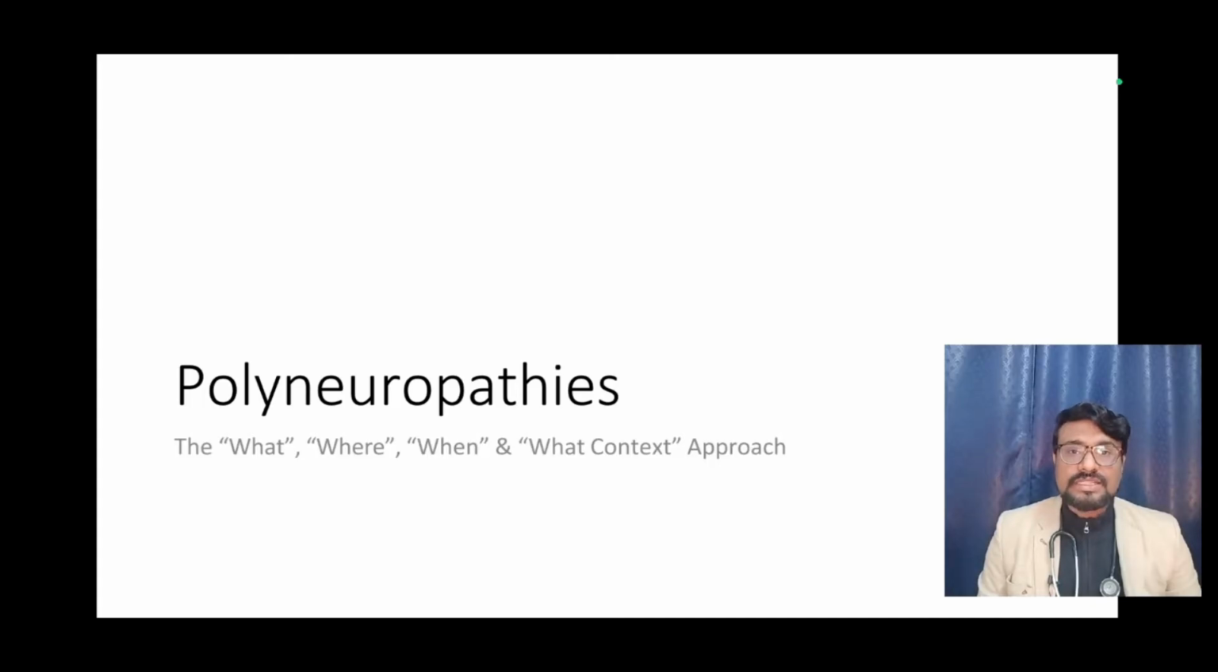In polyneuropathies, we will discuss the pattern in relation to what the lesion is, where the lesion is, when this lesion has occurred, and in what context. That is, whether the polyneuropathy has occurred in relation to infections, in relation to any autoimmune disorders, or in relation to any pressure effect. We will discuss these polyneuropathies under these headings.